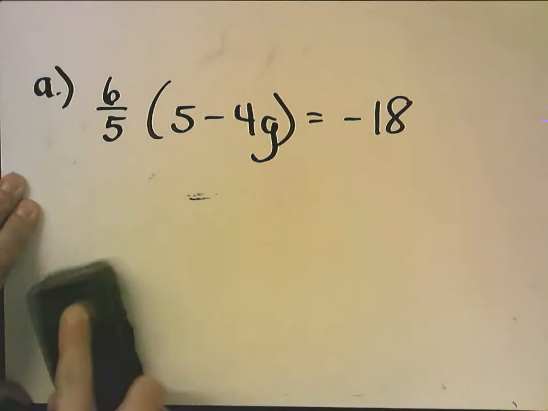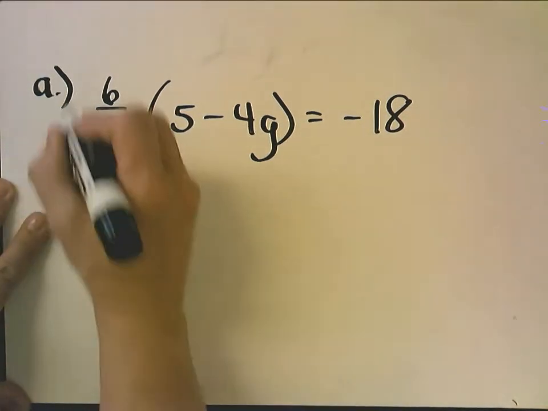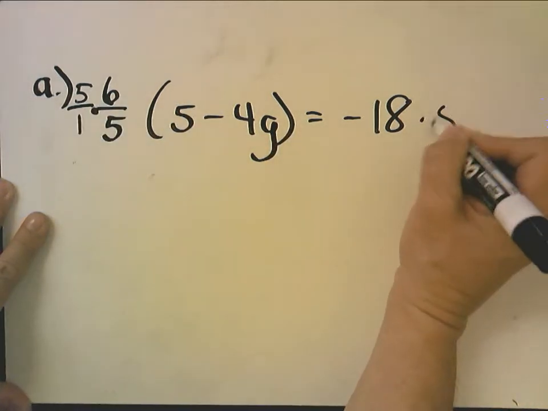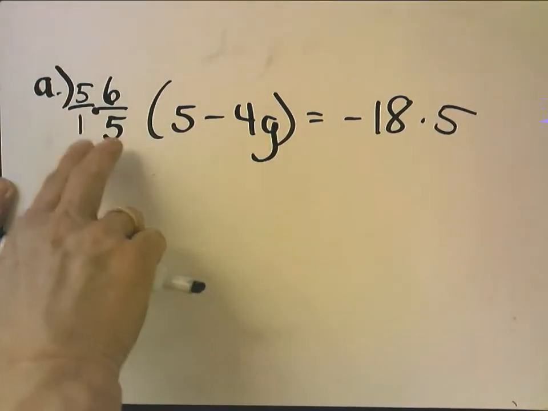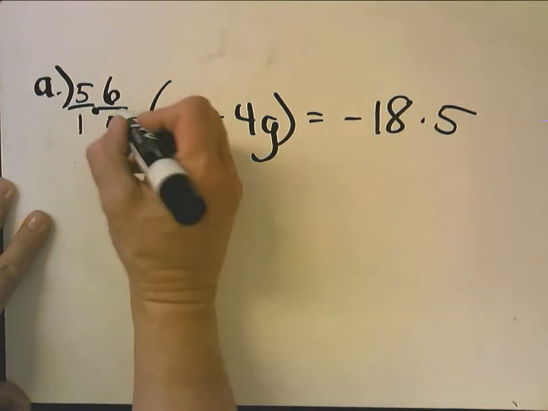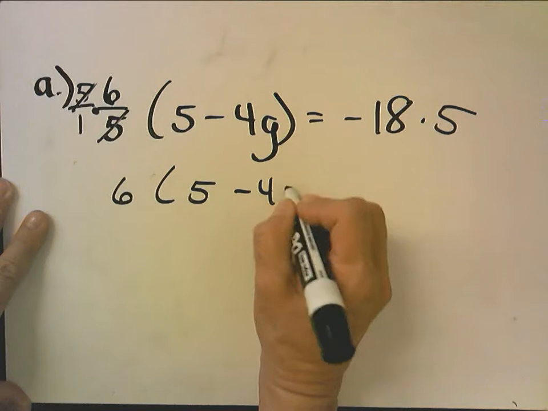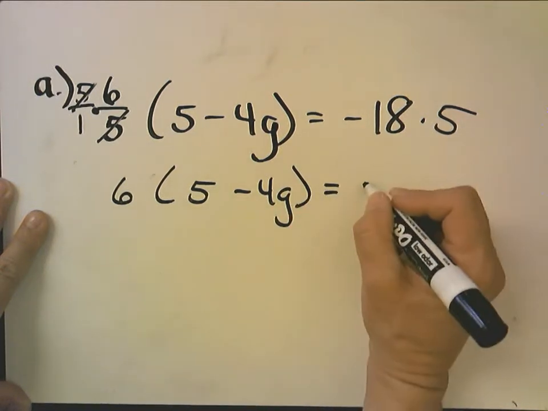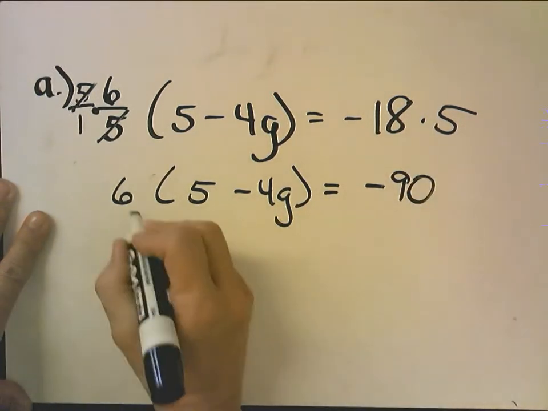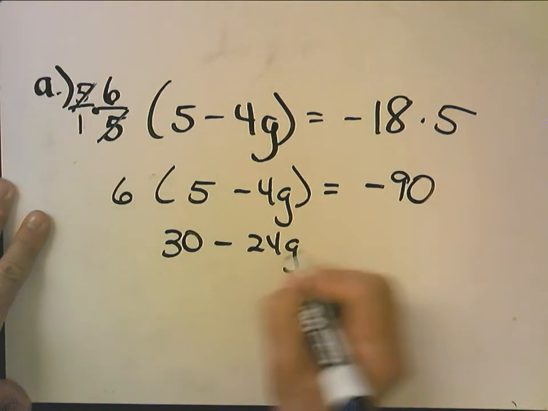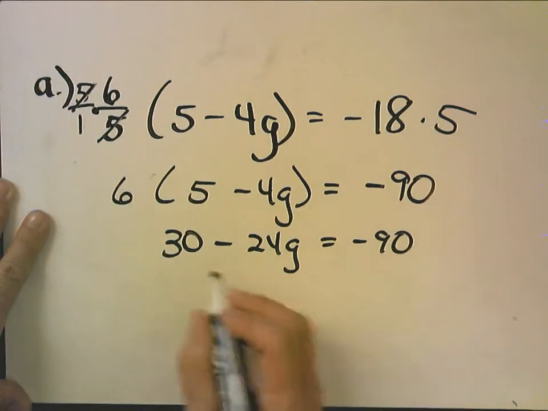Now, another way that I could have done this is I could have said I'm going to multiply both sides by 5 first before I distribute. We know you only multiply grandma, never the grandchildren. So then I end up with 6 times 5 minus 4g equals negative 90. Now I distribute. 30 minus 24g equals negative 90.